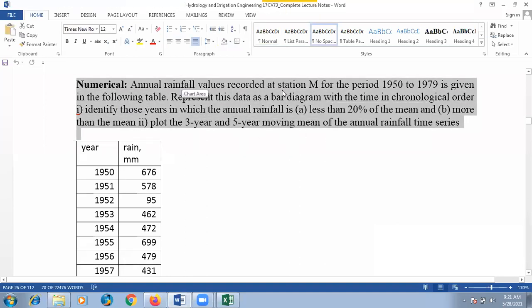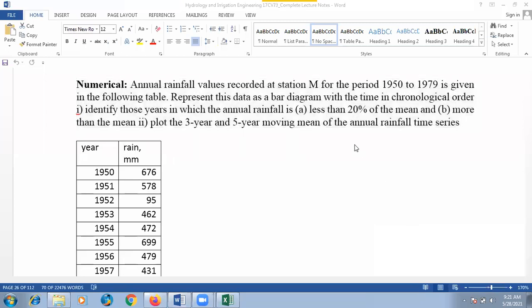The annual rainfall at a particular station is given for a certain period, 1950 to 79. And this needs to be represented by using a 3-year and 5-year moving average curve. And also we have to understand from the presentation as to how many years the quantity of rainfall is less than 20% of the mean, and for how many years it is more than the mean. So this is something what we are required to do.